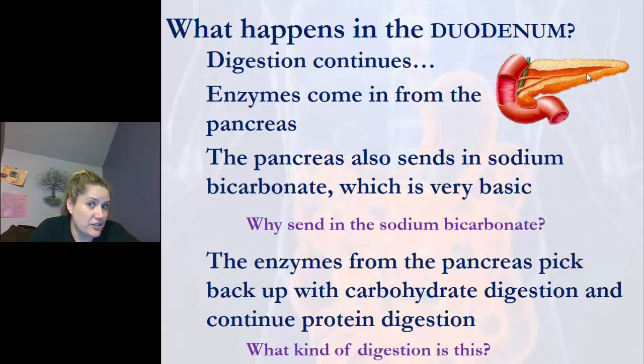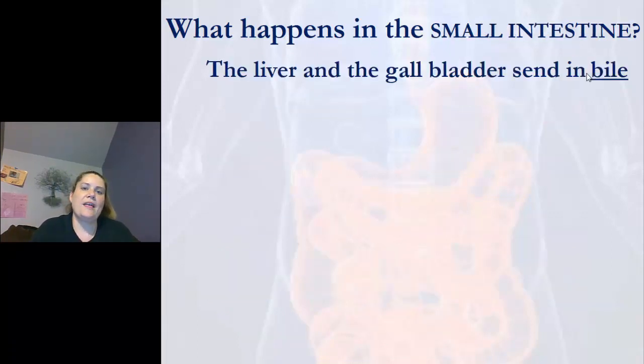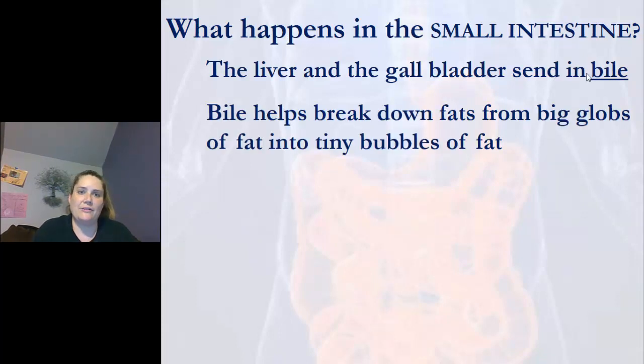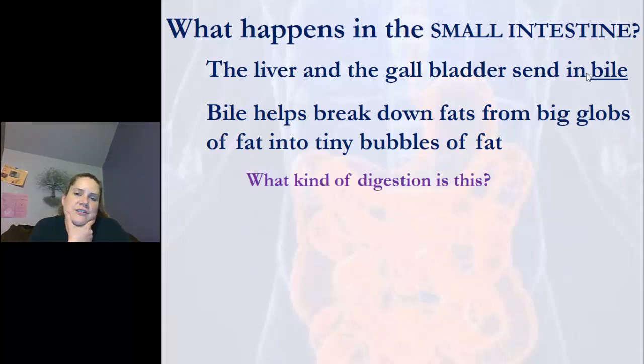So what kind of digestion is that? Good, chemical digestion here. Now, the liver and the gallbladder are also going to send in bile. And bile helps break down fats from big globs of fat into tiny little bubbles of fat. So you've got big fats going down into smaller fats. That's what bile does for you. So what kind of digestion is that?